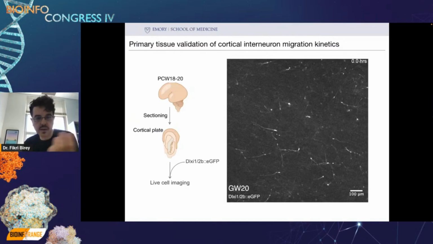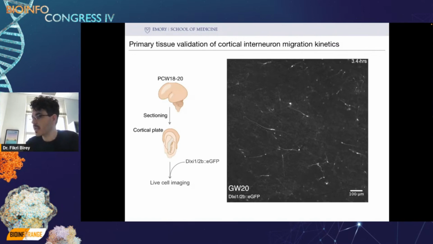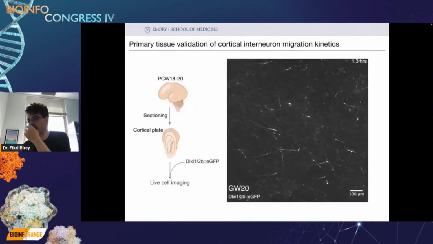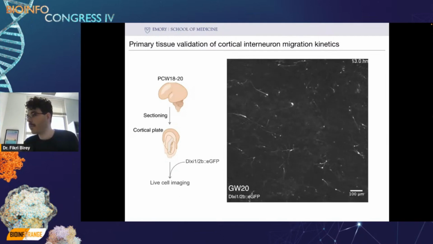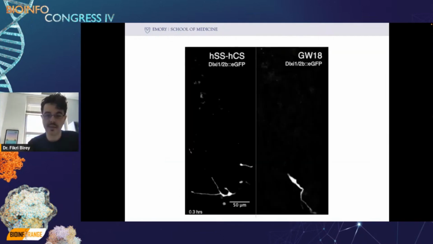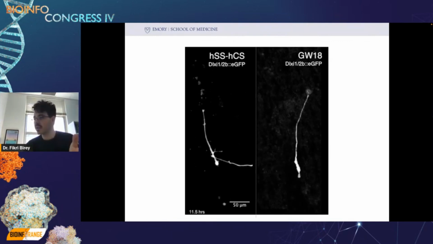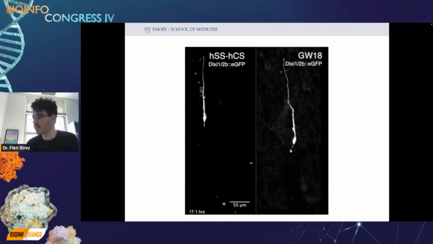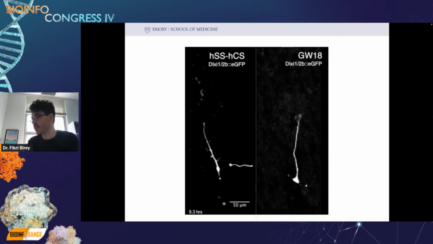And for that, we acquired some primary fetal cortical sections. We infected with the same reporter, and then we did a very similar kind of live imaging. And then you can see that this is very similar to what we saw in the assembloids. Again, they're moving place to place, spot to spot, using these nucleokinetic events. And if you're not convinced, here's a side-by-side comparison. On the left is an assembloid interneuron moving, and on the right is a real, quote-unquote, human cortical interneuron moving.